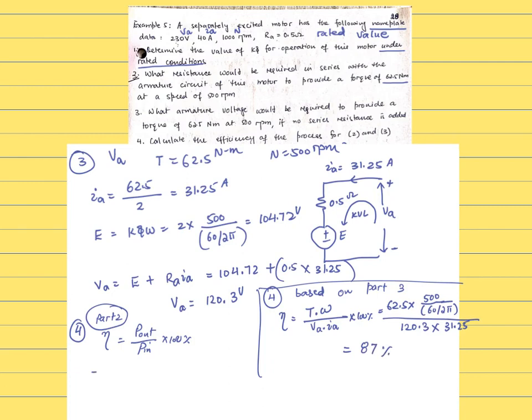In part 2, it was the same torque, 62.5, and the same speed. And the input was, VA was 230 and IA was 31.25. And if you complete the numerical value, it gives you 45.5%. So when we have used the armature resistance control, the efficiency is less.